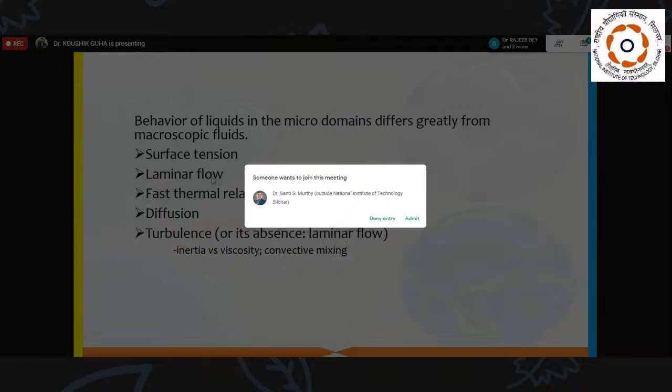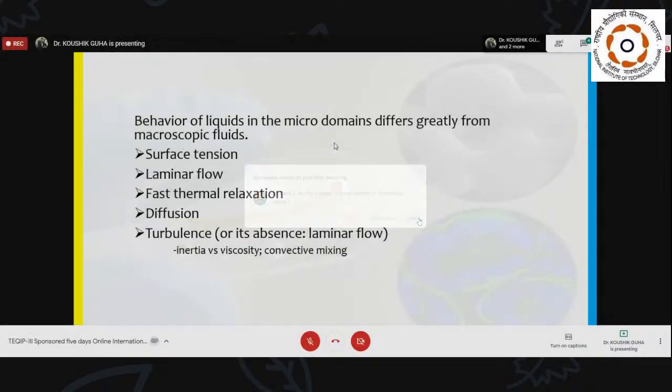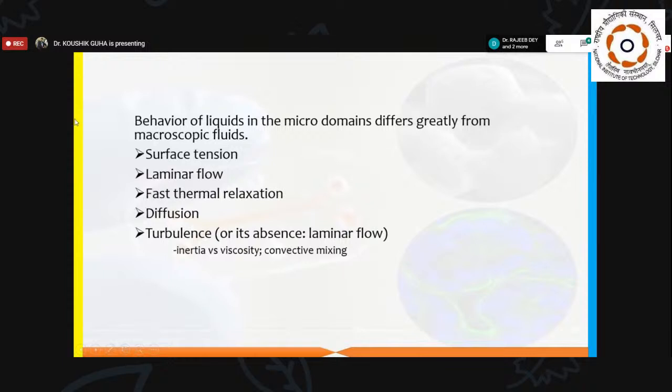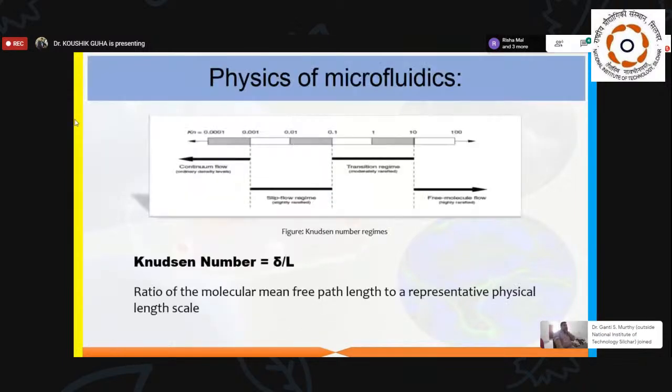Likewise, you can consider some of the physical phenomena that matter when we deal with the behavior of liquids in the micro domain, like surface tension, which is very important, laminar flow, fast thermal relaxation, diffusion, and turbulence. Turbulence is basically the absence of laminar flow. Viscosity and this type of parameter in fluid dynamics and fluid mechanics are very important for studying and dealing with microfluidic behavior.